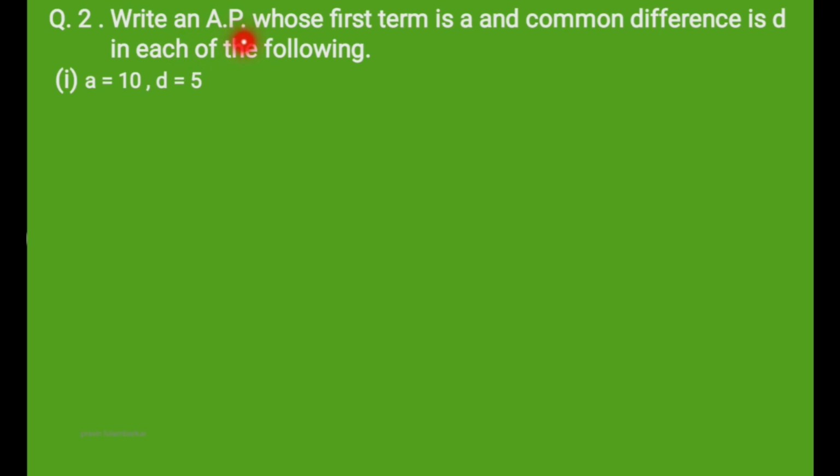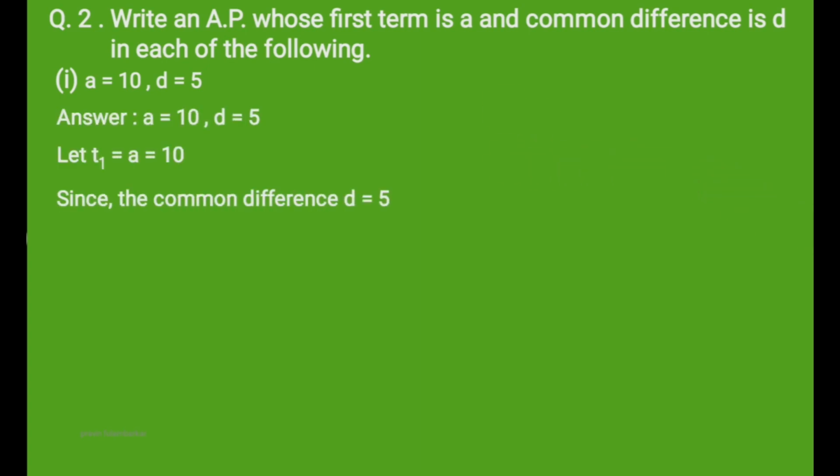So for that we know that T1 is equals to A. So we get here T1 as 10. Then we have to find the next value. So for that we know the formula Tn plus 1 is equals to Tn plus D. So we use here. First we write given part in answer. A equals to 10, D equals to 5. And we know that T1 equals to A and A is 10. So T1 equals to 10.